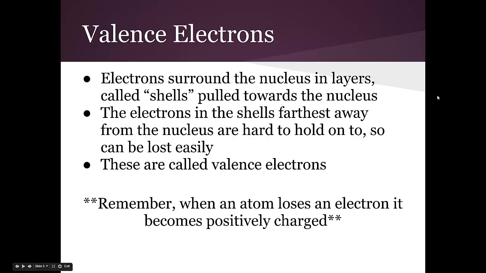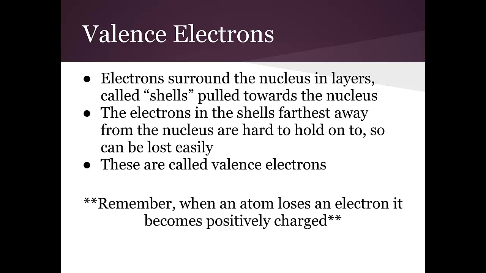So we have talked about how protons and neutrons are in the center nucleus, and that electrons move in a cloud around the nucleus. Well, they are a little bit more organized than that. Electrons are around the nucleus in layers called shells that are pulled towards the nucleus, kind of like gravity on Earth. Things that are on Earth are pulled towards the center. So all those electrons in those shells are kept in these layers by the pull from the nucleus.